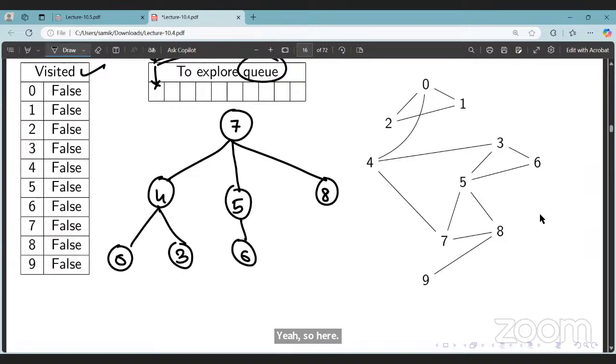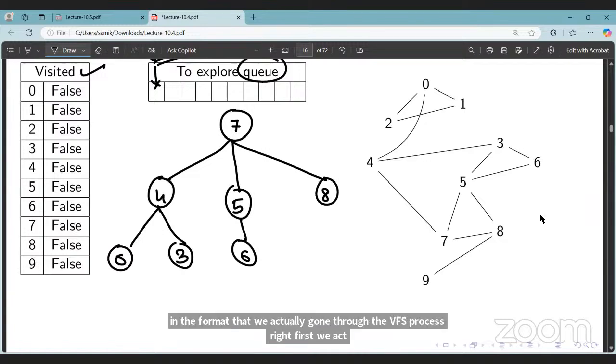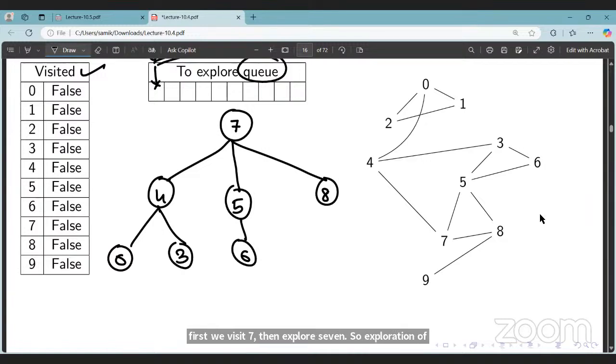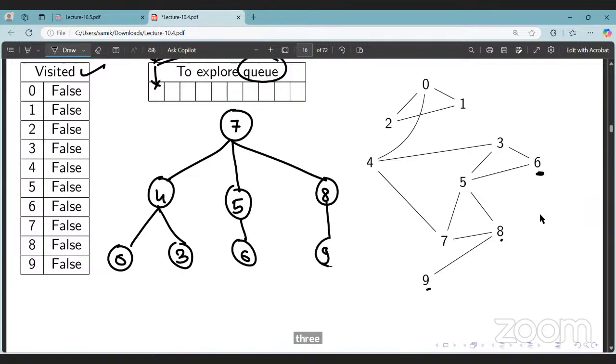So ultimately, I am making a tree in the format in which we went through the BFS process. First we visit 7, then explore 7. Exploration of 7 will change the visited status of 4, 5, and 8. Exploration of 4 will change the visited status of 0 and 3. Exploration of 5 will change the visited status of vertex number 6. And exploration of 8 will change the visited status of vertex number 9.